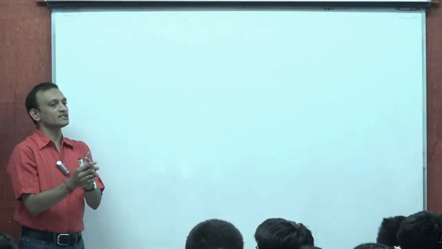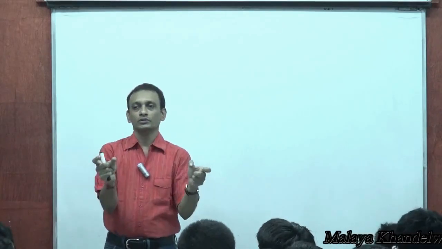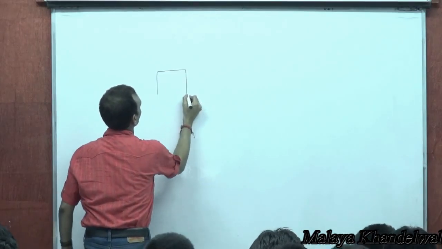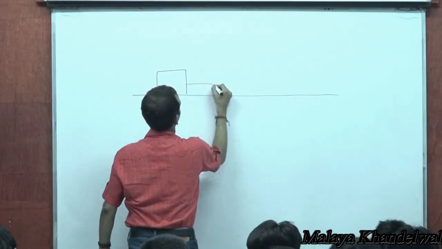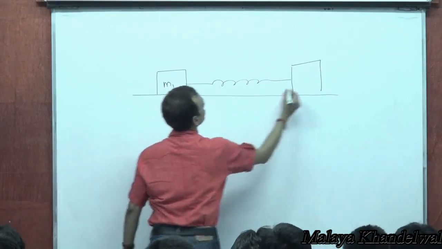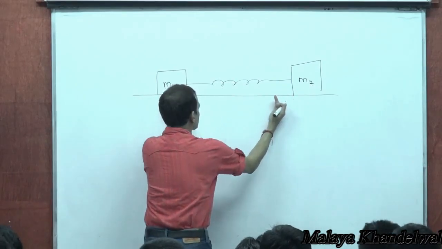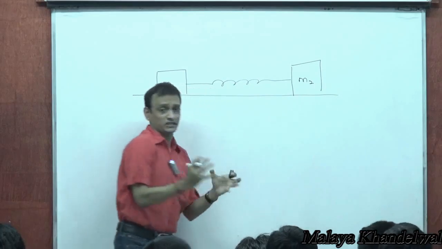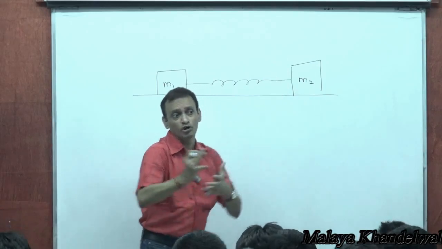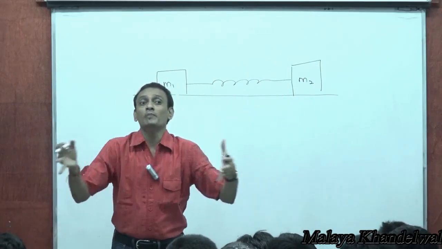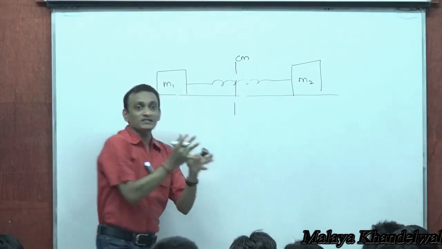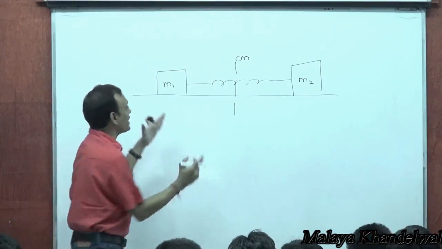Towards the end of our last class, we had a brief discussion going on the two-block oscillator, right? If you recall this, on the two-block oscillator, we had these two masses, M1 and M2. We very slowly compressed it by an amount x0 or elongated it by an amount x0 and released the whole thing, preserving the center of mass. The center of mass was fixed here, didn't move. And then the two masses executed simple harmonic motion about the center of mass.